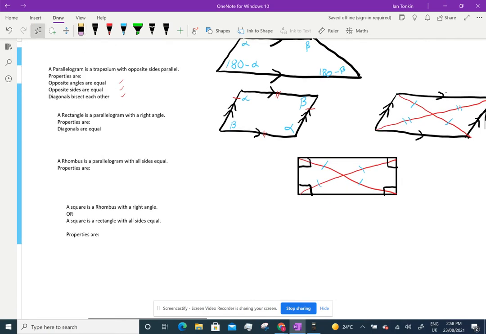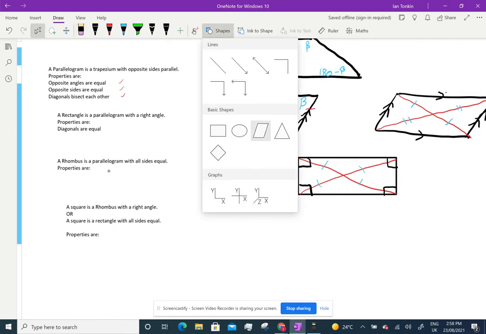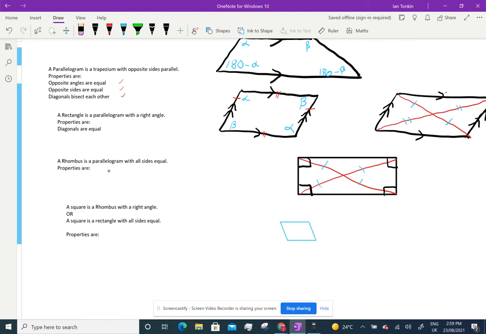The rhombus. Well, the rhombus is a parallelogram where all the sides are equal. So what do we get here? Now you note that they're both parallelograms, but they're not each other. So what else do we get with this? All the sides are equal, so we'll put that in. So that and that and that and that are equal.